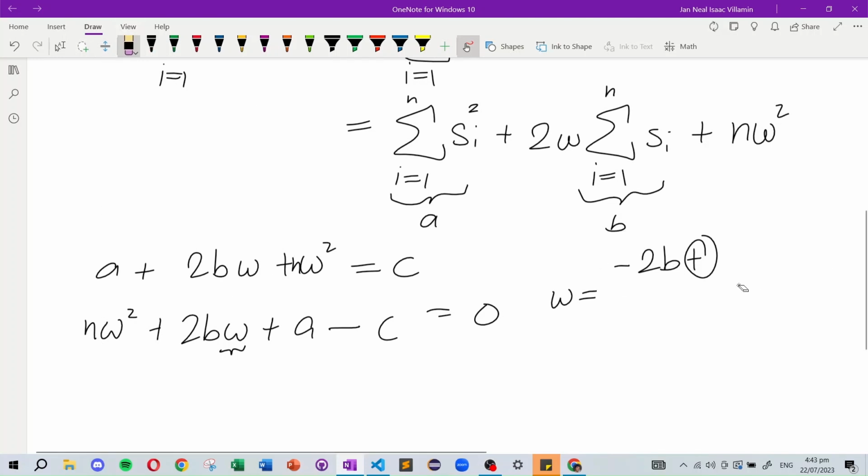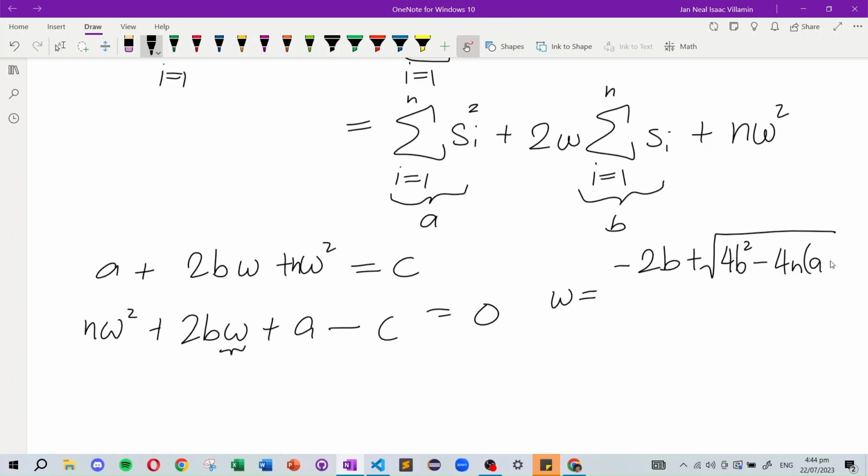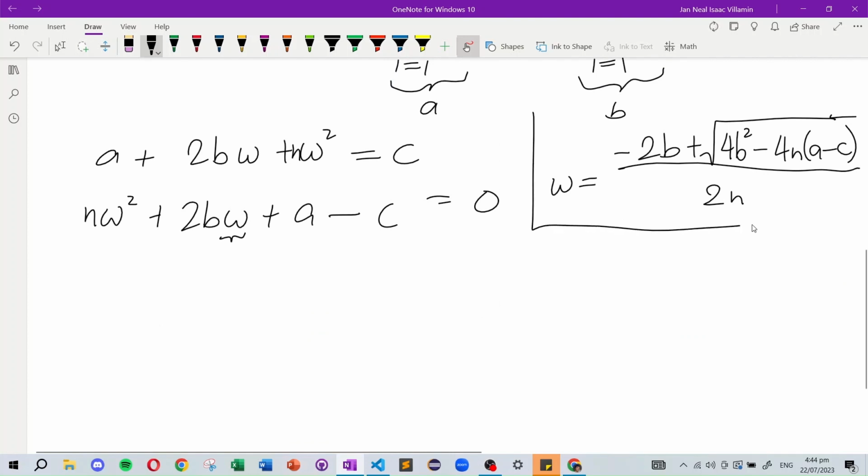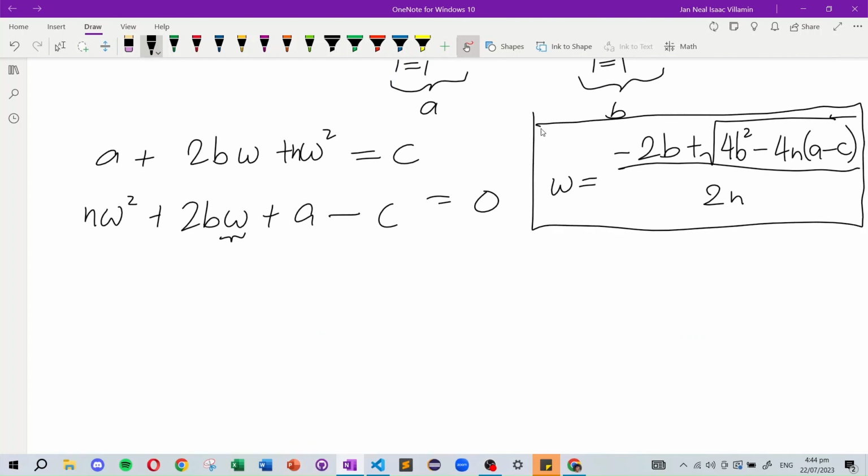So you will only use the positive square root. So this is the square root of 4b squared minus 4n times (a minus c), all over 2n. So this is the answer. And since w is guaranteed to exist and is an integer, the only thing you have to worry about is the squareness of this inside expression. And since w exists, you know that this is a square.